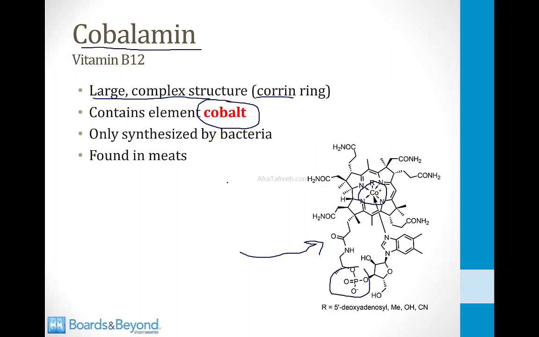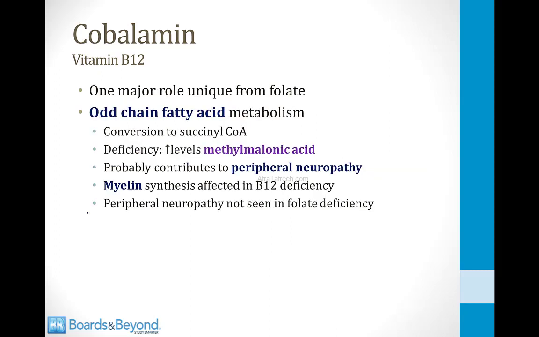Vitamin B12 can only be synthesized by bacteria, but luckily many of the foods we eat contain vitamin B12 synthesized by bacteria in nature, and one of the most important sources of vitamin B12 is meat. As we talked about at the beginning of this module, vitamin B12 is very important for the synthesis of thymidine, just like folate. But vitamin B12 has one other major role in cells that is unique from folate, and that is in the metabolism of odd-chain fatty acids.